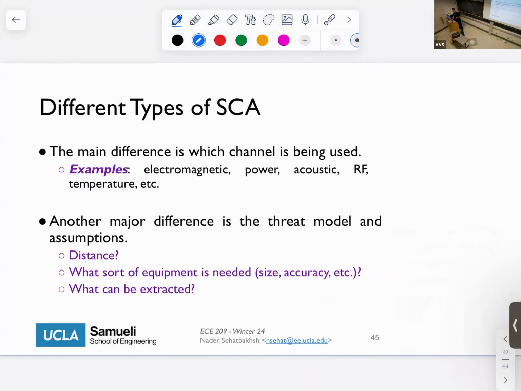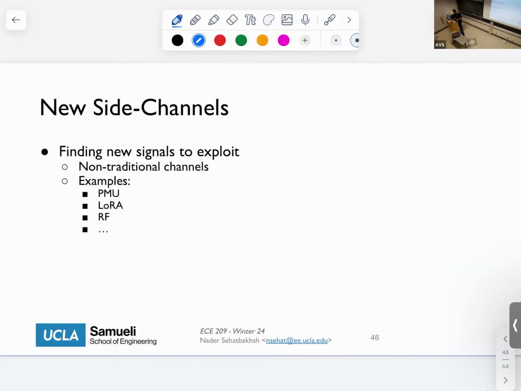Another major difference between different types of side channels is the threat model, right? Some of these side channels need to be measured very closely. Some of them can be measured from some distance. And you might need very high-end and sophisticated equipment for measuring this. You might need a higher sampling rate and all those things, or the things that you might extract could be very tiny or could be very big. So there are various different things that you need to consider when you're talking about side channels.